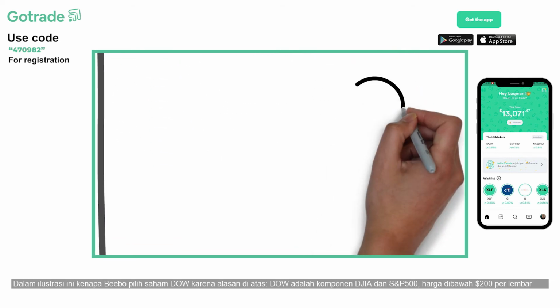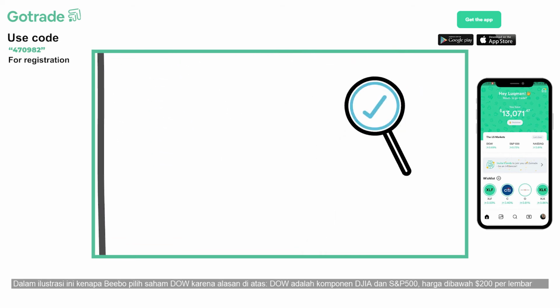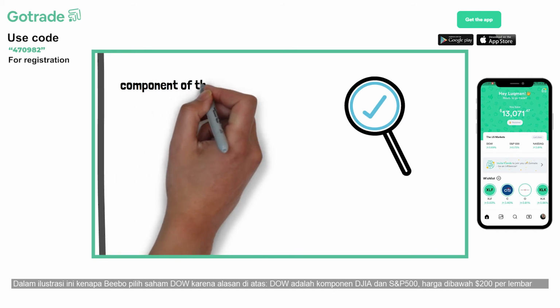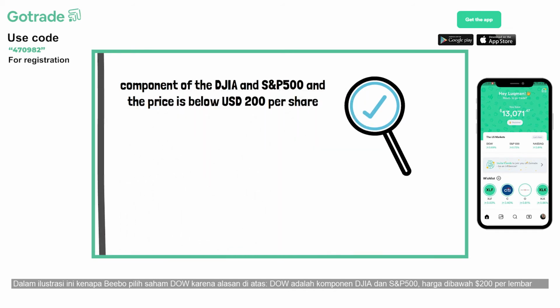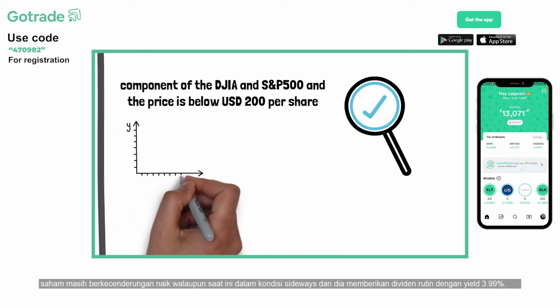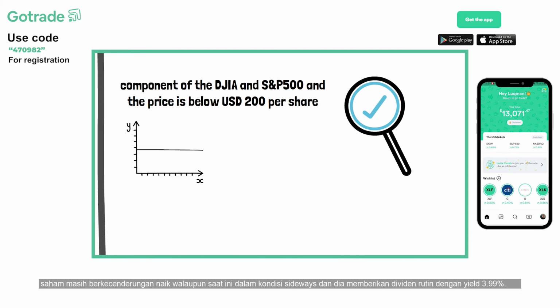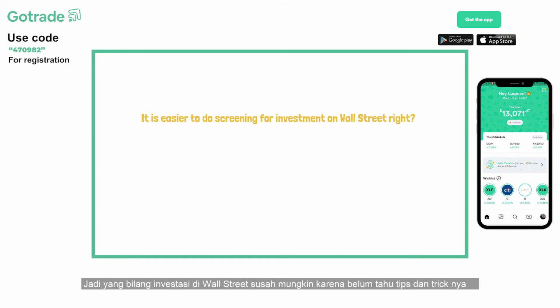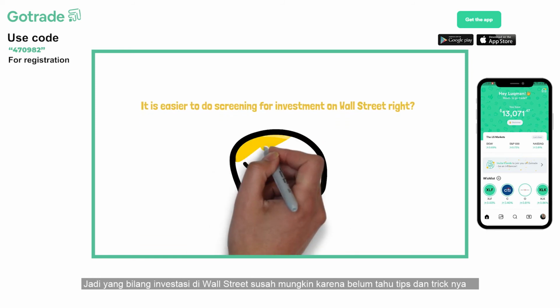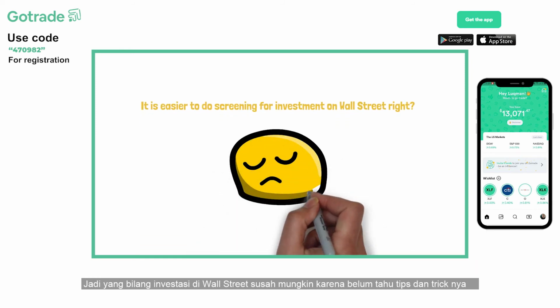I chose Dow as an example in this illustration because Dow is a component of the Dow Jones Industrial Average and S&P 500, and the price is below $200 per share. Also, the stock still tends to rise even though it is currently in a sideways phase, and it gives out regular dividends with a yield of 3.99%. It is easier to do screening for investment on Wall Street, right? So don't say it is hard to invest in Wall Street, you just don't know the tips and tricks yet.